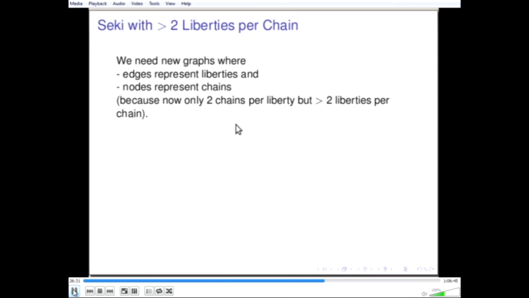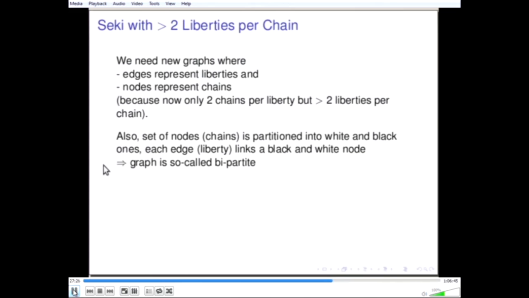For that we need new graphs. Now we need graphs where edges represent liberties and not chains, and nodes represent chains and not liberties. And the reason is that for these Seki positions, each liberty has only two chain neighbors. So we can represent liberties by edges, which have only two endpoints. But we have more than two liberties per chain. So now we need a graph just the opposite way, where edges represent liberties and nodes represent chains.